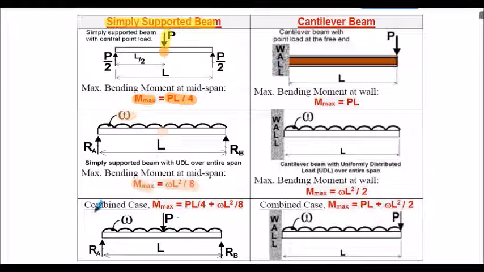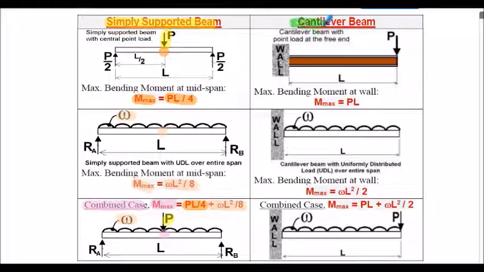And of course we can have the combined case of the point load applied in the middle and the uniformly distributed load along the entire length. So in this case the maximum bending moment will be PL upon 4 added to omega L squared divided by 8. And that calculates the maximum bending moment at the midspan here.